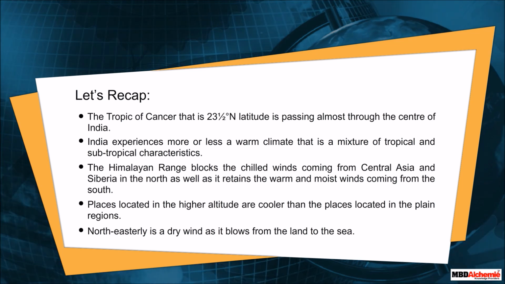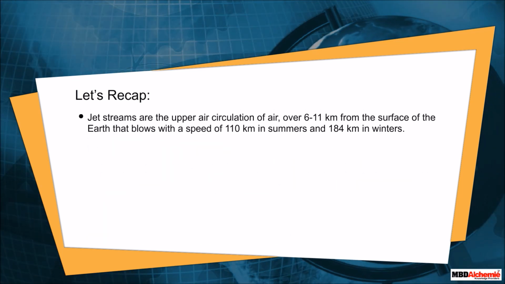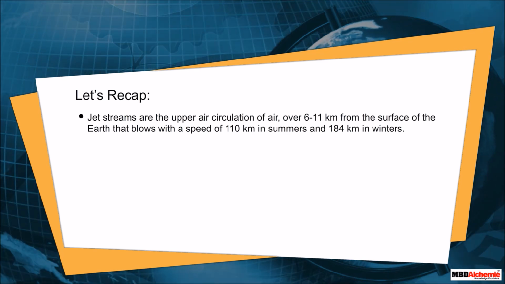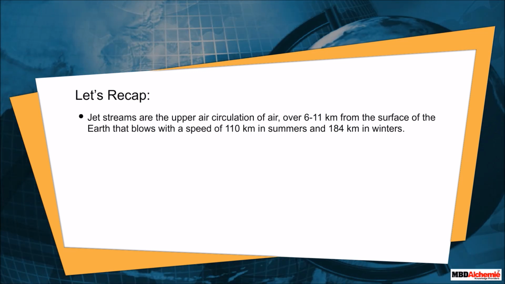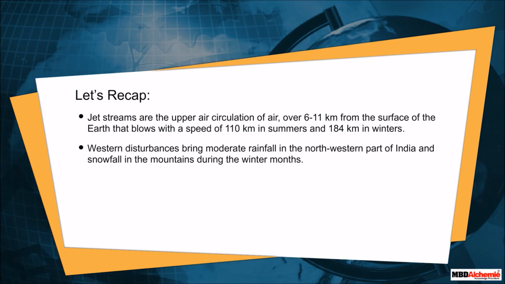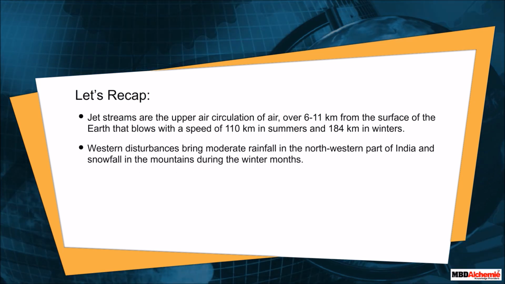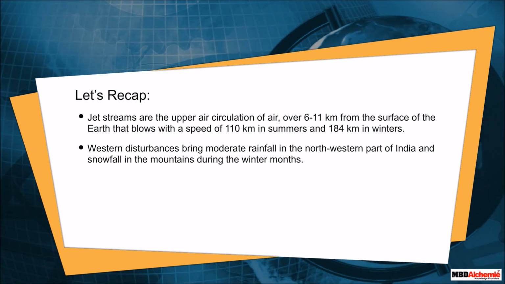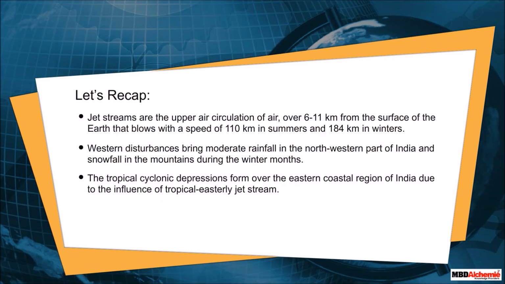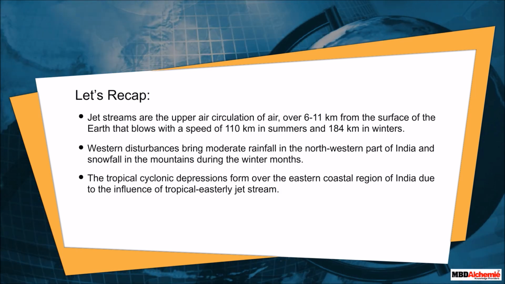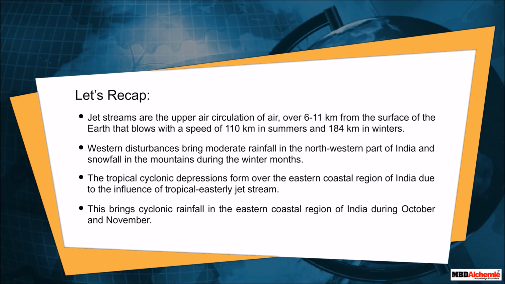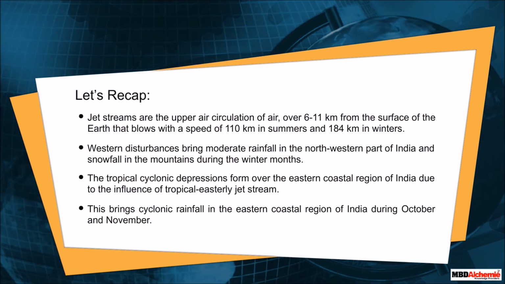Northeasterly is a dry wind as it blows from the land to the sea. Jet streams are the upper air circulation of air over 6 to 11 kilometers from the surface of the earth that blows with a speed of 110 kilometers in summers and 184 kilometers in winters. Western disturbances bring moderate rainfall in the northwestern part of India and snowfall in the mountains during the winter months. The tropical cyclonic depressions form over the eastern coastal region of India due to the influence of the tropical easterly jet stream. This brings cyclonic rainfall in the eastern coastal region of India during October and November.